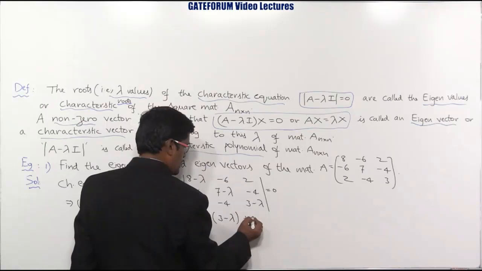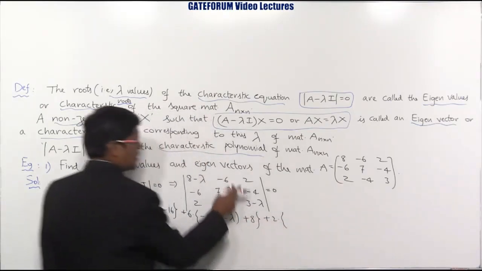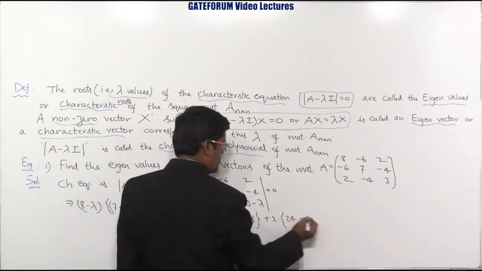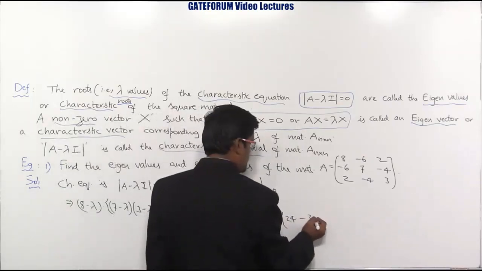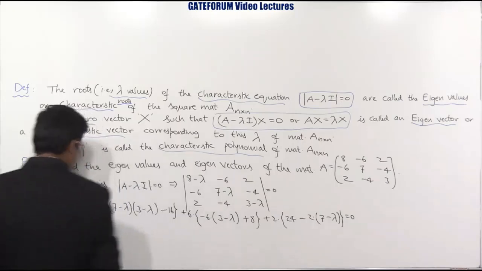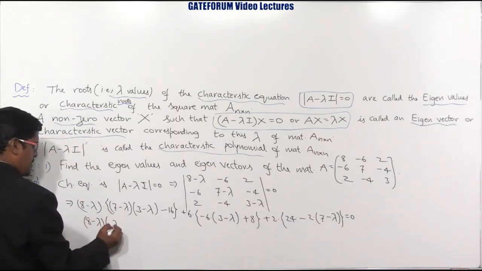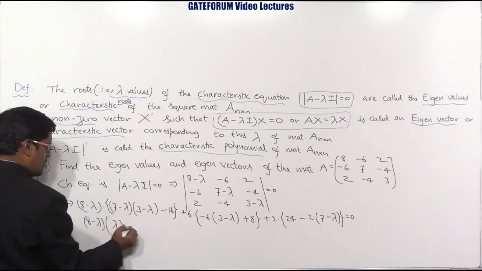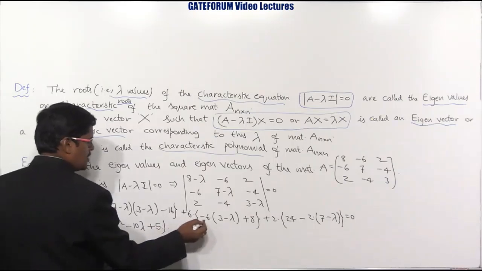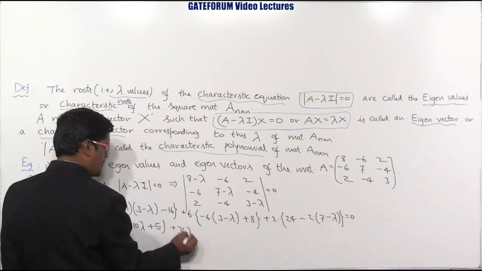Plus 8. Next, plus 2 into deleting third column, first row. This is AD: minus 6 into minus 4, 24, minus 2 into 7 minus lambda equal to 0. So, this is 8 minus lambda, lambda square, minus 3 lambda, minus 7 lambda, minus 10 lambda, 7 into 3, 21 minus 16 plus 5. And this is minus lambda into minus 6 plus 6 lambda into 6, 36 lambda.